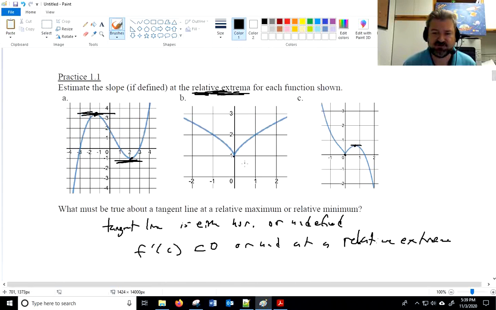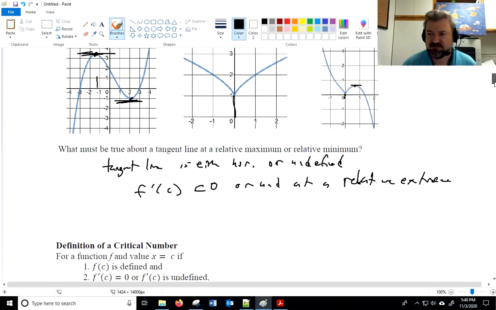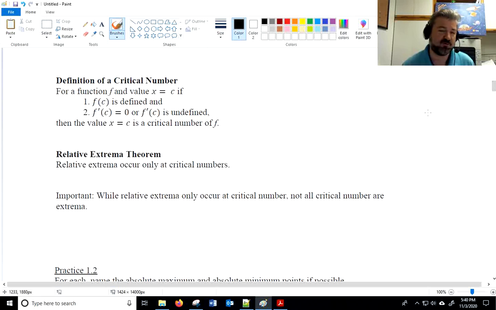So critical numbers here would be here. 0 is a critical number of this function. Looks like -1.5 and 2. And then 0 because it's undefined, and like 0.8. So anywhere where there's a point where the curve is defined and the derivative is 0 or undefined, we call that a critical number. And here's the relative extrema theorem.